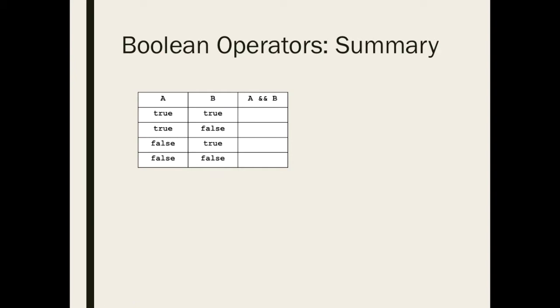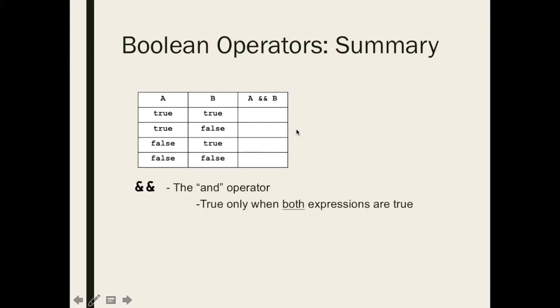So for each column, we're going to address a different Boolean operator. This first column is going to look at the AND operator, where we're combining A and B, and we're going to assess what the truth value is of this entire expression, given the truth values here of A and B for each row. So again, remember that this double ampersand sign is called the AND operator, and this entire expression evaluates to true only when both expressions are true, meaning that in this first column, A is true, B is true, so A and B evaluates to true.